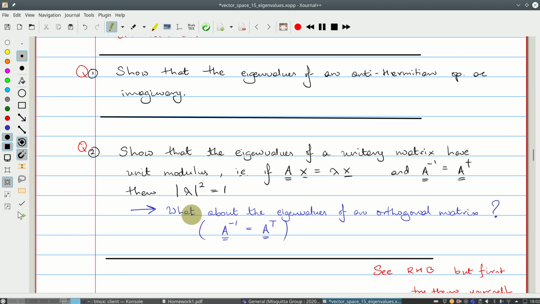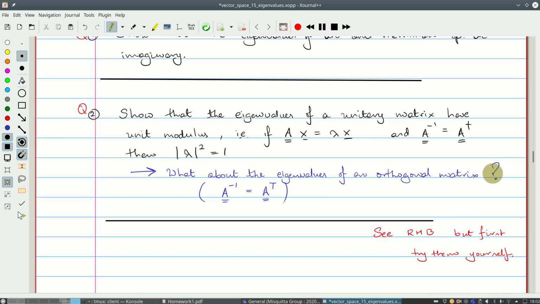Now here's a sub-question. Now we know that orthogonal matrices or orthogonal operators are a special class of unitary operators which are real. So A would be orthogonal if A inverse is equal to A transpose. So that means A is real. Now what would happen there? Okay, so try and work out the case. These solutions are in Riley, Hobson and Bence, but try them out yourself before you go any further.